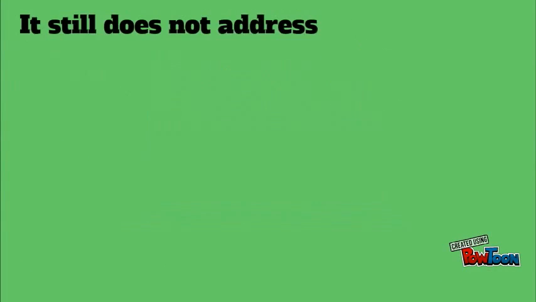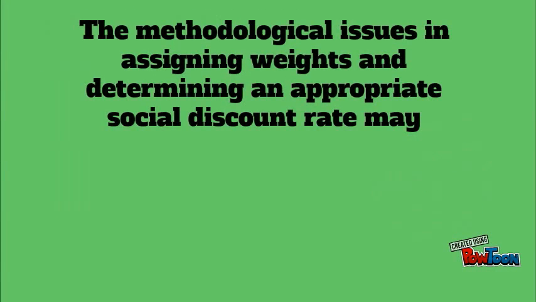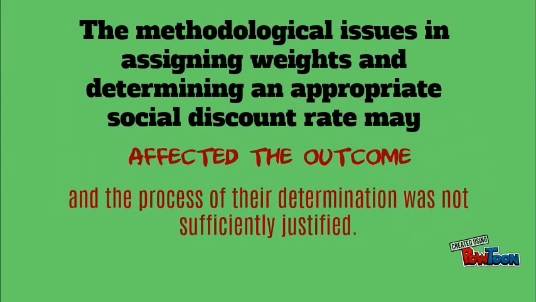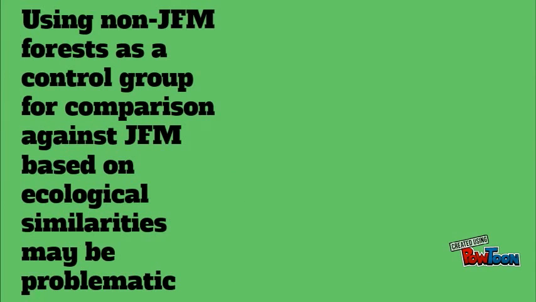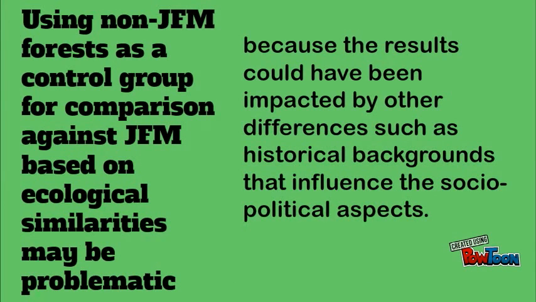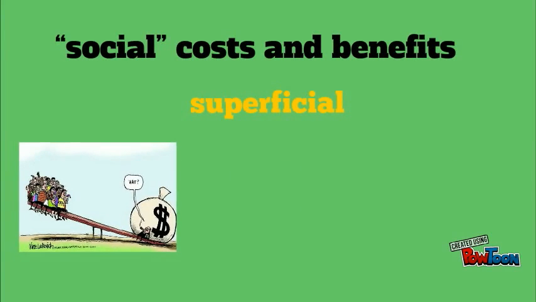What didn't work? Gender differences were not addressed. Outcomes would have been affected by the methodological issues in assigning weights and determining an appropriate social discount rate. The difficulties in quantifying the costs and benefits meant omission of other important valuations. Using non-JFM forests as a control group for comparison against JFM based on ecological similarities may be problematic. The quantification of social costs and benefits make the resulting analysis quite superficial.